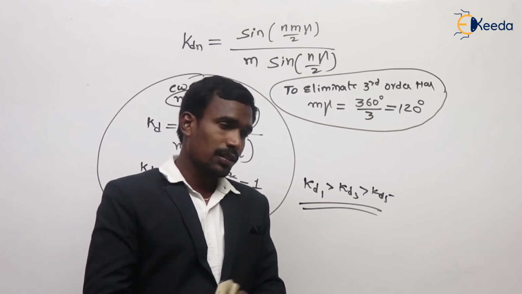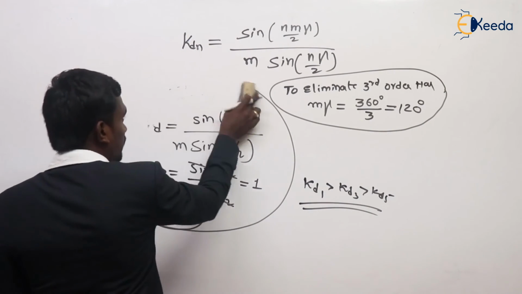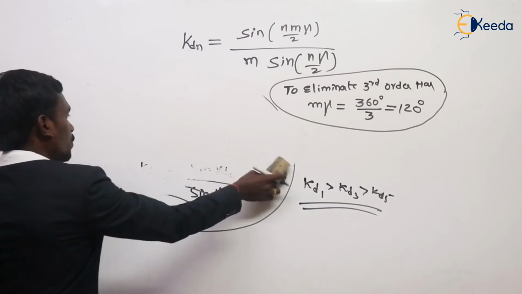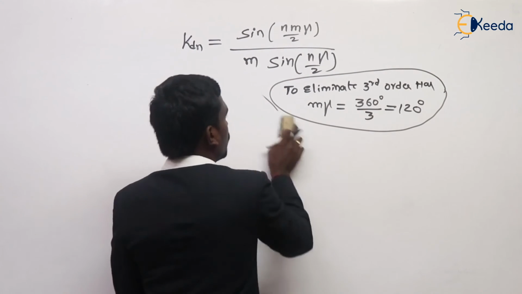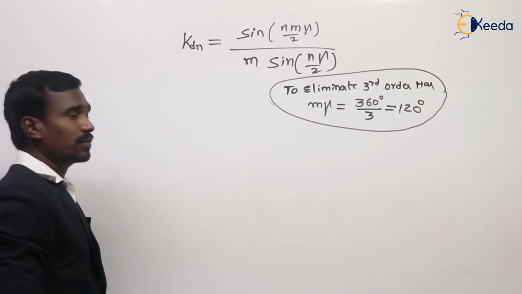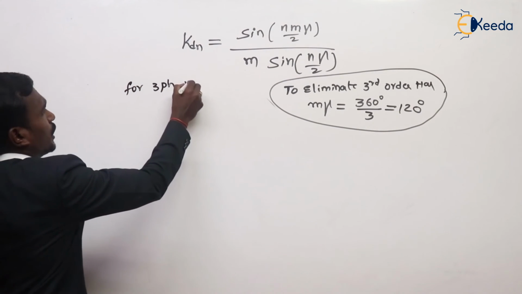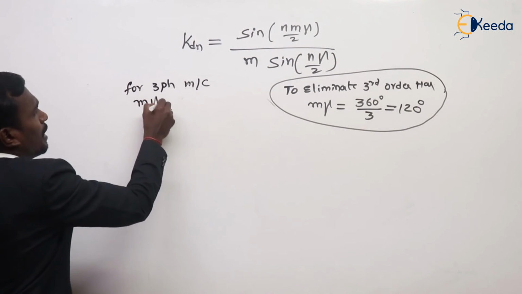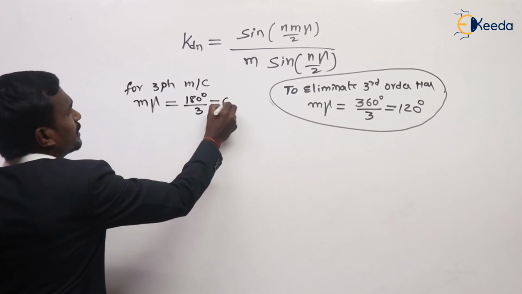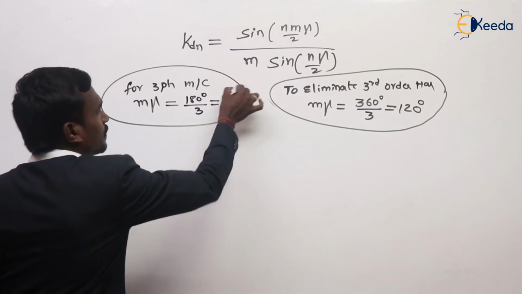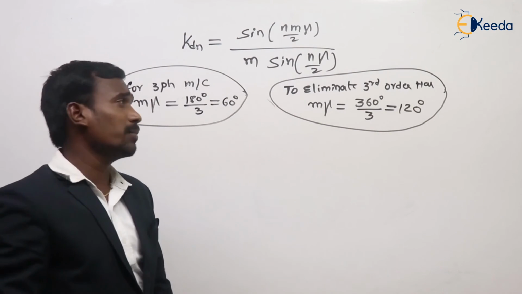Right. Now you have one doubt. What is the doubt? I will explain what your doubt is and what the answer is. For a three-phase machine, m gamma is equal to 180 by 3, that is equal to 60 degrees. To eliminate the third order harmonics, m gamma is equal to 360 by 3, 120 degrees.